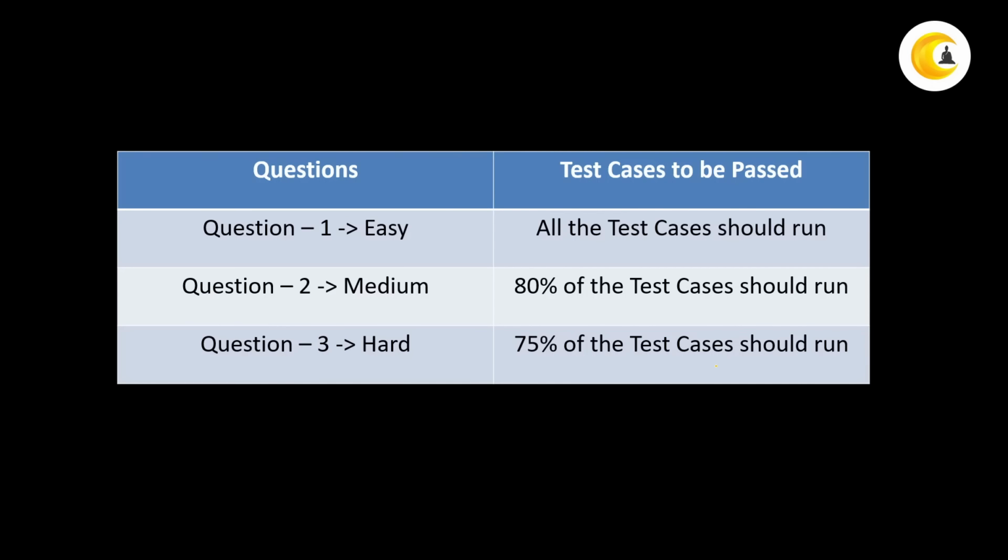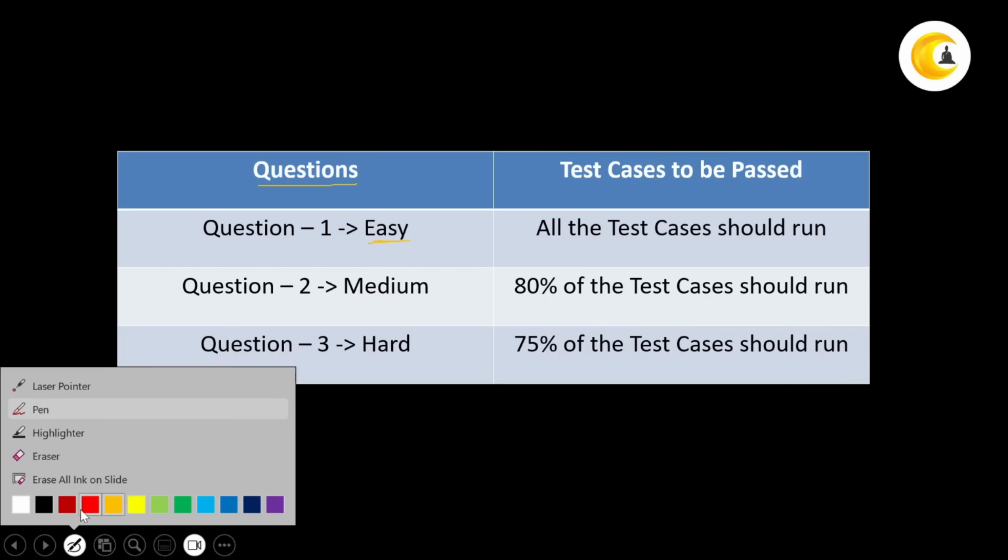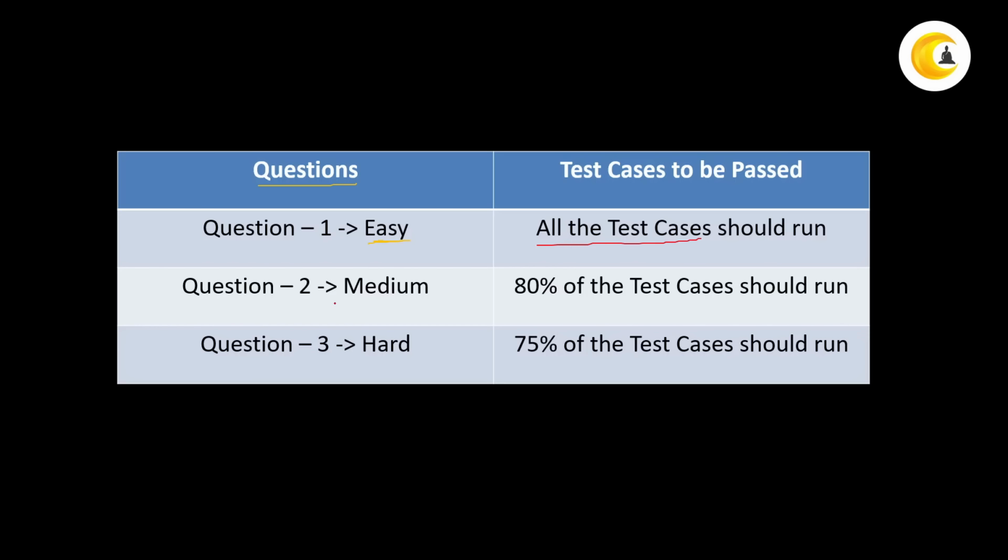Okay, so how do you know if you have cleared the test cases or not? Basically, you will have your questions. Suppose question 1 is easy. If it's an easy one, then you need to make sure that you clear all the test cases. If it is medium, 80% of the test cases will do. Okay. If it is a hard question, I would say 70 to 75% test cases will be fine. Okay. So this is how the cutoff will be calculated. These will be your cutoff for the coding round.